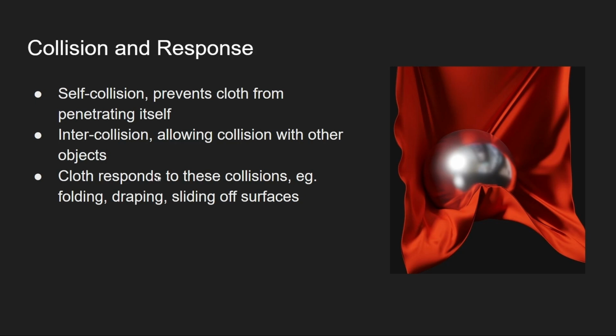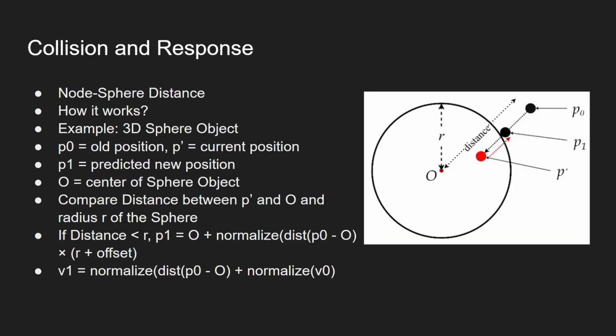As for self-collision, it is to stop the cloth from penetrating itself, and intercollision is to allow collision with other objects. So the algorithm used to calculate collision and response is node sphere distance. An example I can give is, let's say the cloth is in collision with a 3D sphere game object. So P0 here is the original position of where the cloth particle or vertex is at. P prime here is the intersection point of the cloth and the sphere. And P1 here is the predicted new position, which is the point of collision.